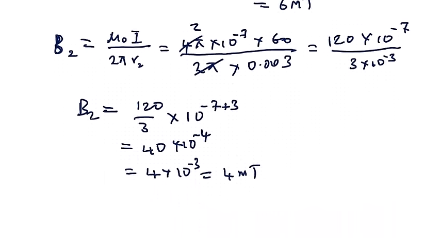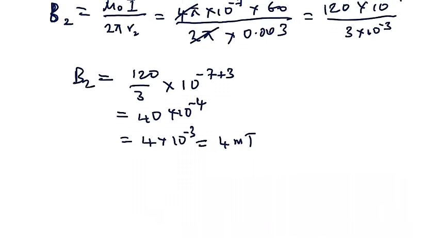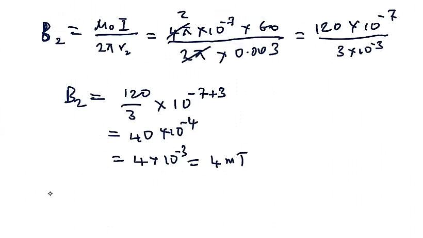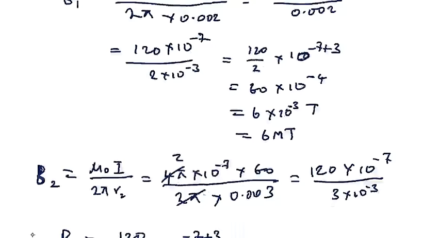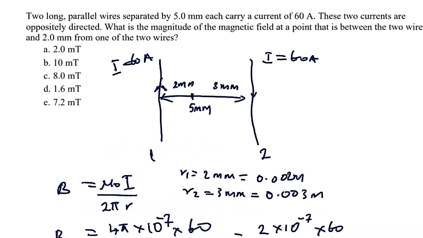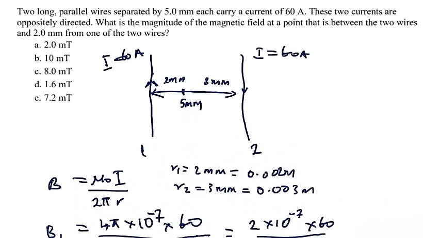So let's solve for the net magnetic field. B net will be equal to B1 plus B2. B1 is 6 millitesla plus B2 is 4 millitesla, and 6 plus 4 is 10 millitesla. So this is the final answer. Going back to the options, we can see option B is the right one.